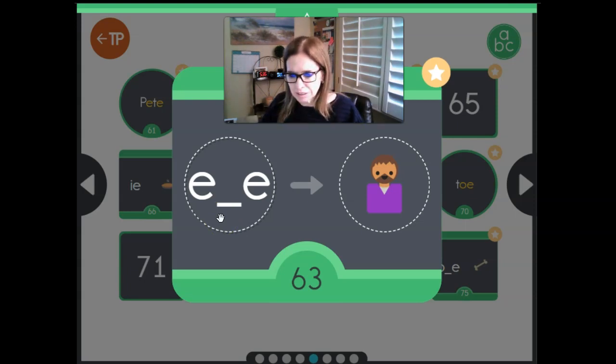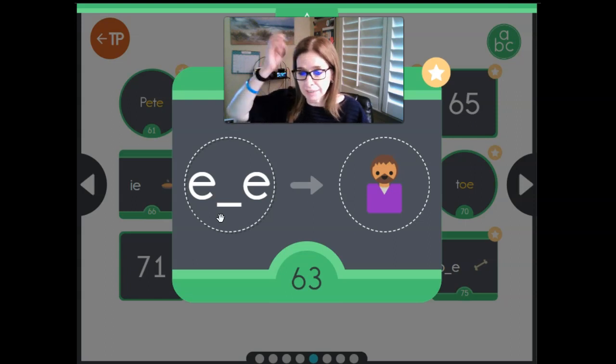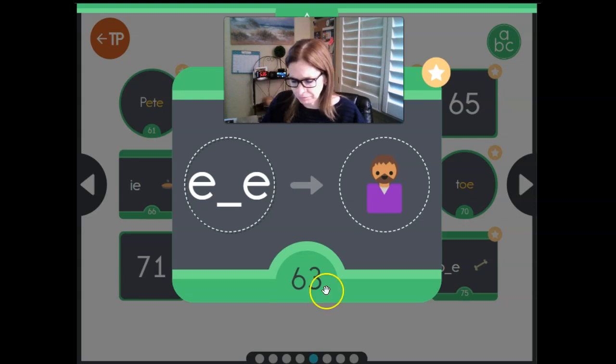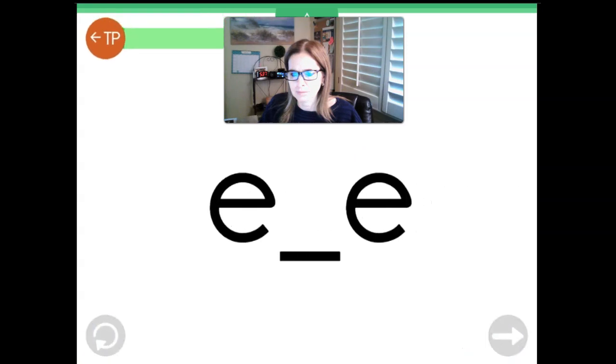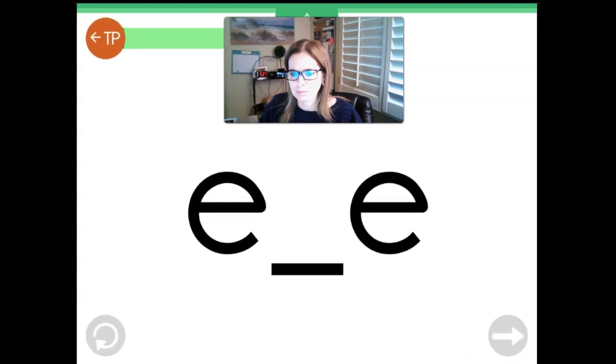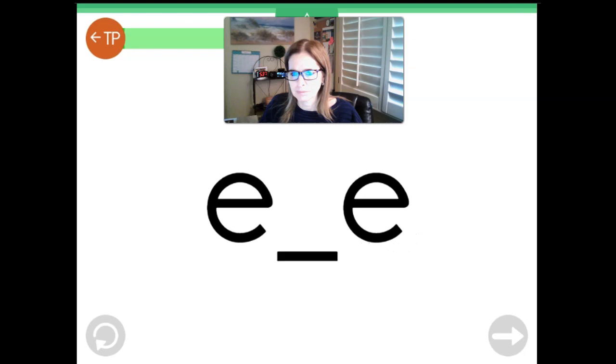We notice here that we once again have two letters. However, there's a space in the middle. We call that separated. We call this E separated E. And we know the sound is E, as in Pete. So this is the E as in Pete.